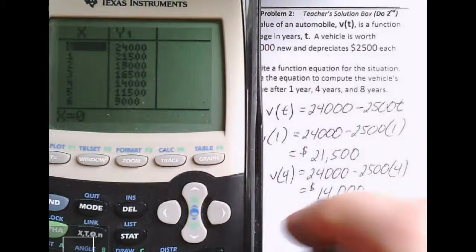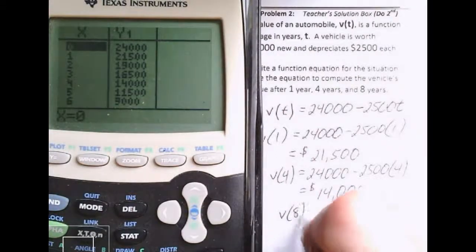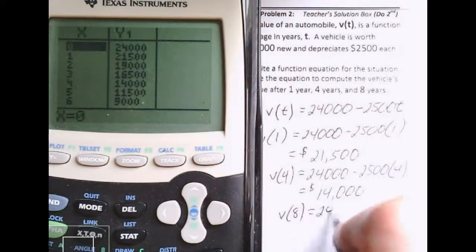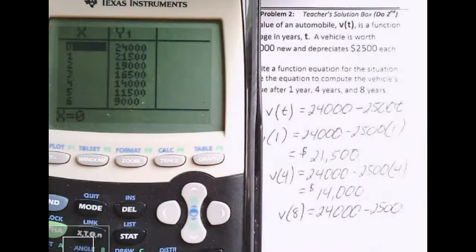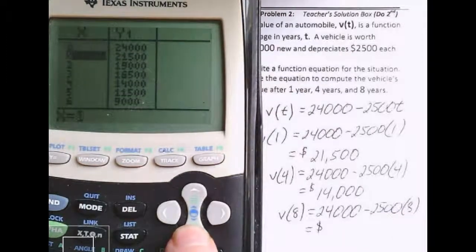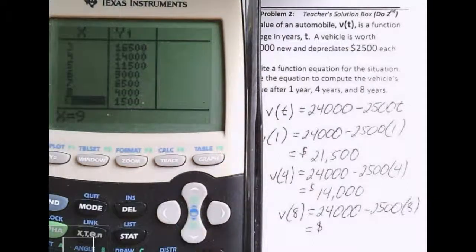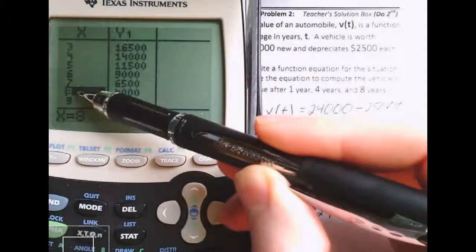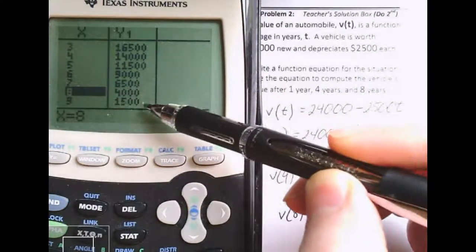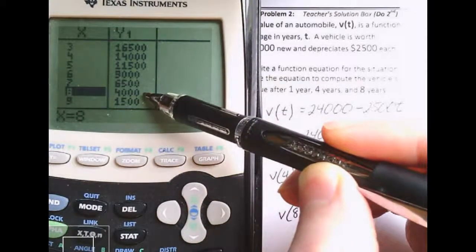And finally, V of 8. $24,000. Subtract $2,500 per year for 8 years. Using my graphing calculator, I can scroll down in the table until I get to where the value of t is 8, and then next to it I see that the value of V is $4,000.